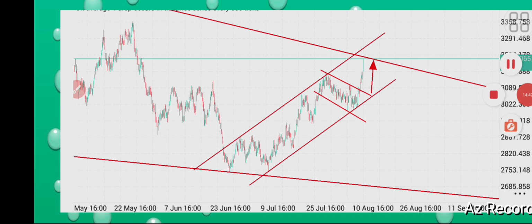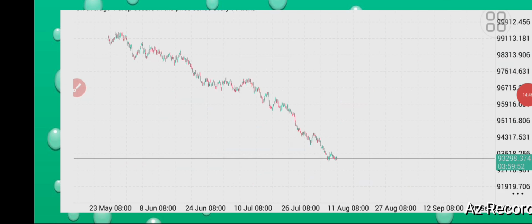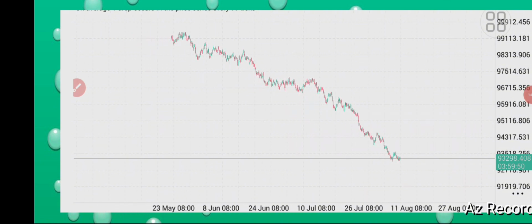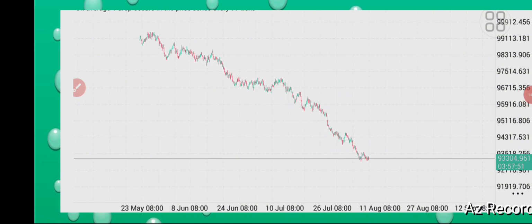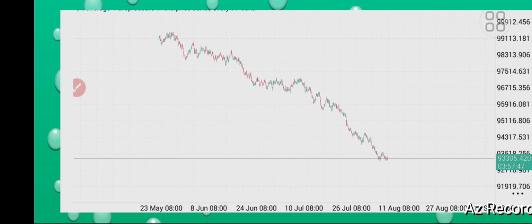So let's proceed and go to Crash 99. So here we have Crash 99, and you can see the graph, the Crash 99. If you have Crash 99, you can open it in your PC so that we can do this together. Previously we had Boom 1000, we had Crash 500, now we have Crash 99.